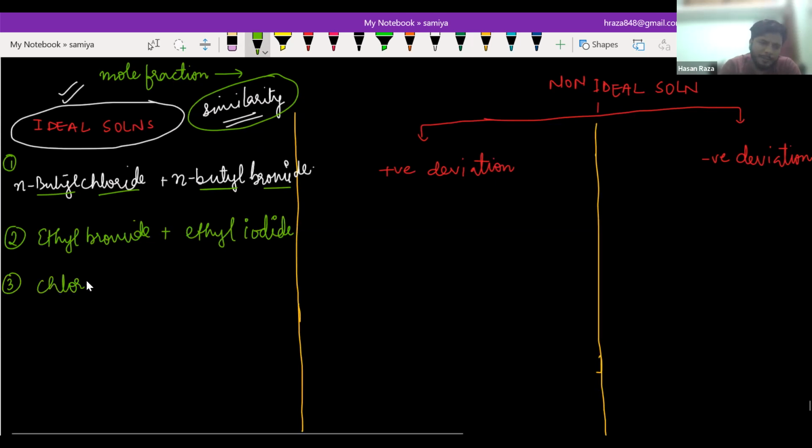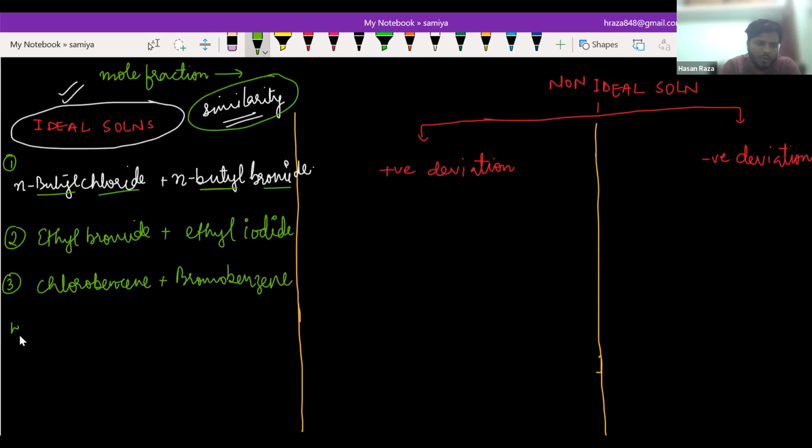Again, chlorobenzene plus bromobenzene. Since both have benzene, it will be an ideal solution. Fourth, you can take the example n-hexane plus n-heptane. Both are saturated hydrocarbons, which shows they are similar. That's why they are ideal solutions. This is the trick for recognizing whether a solution is ideal or non-ideal.